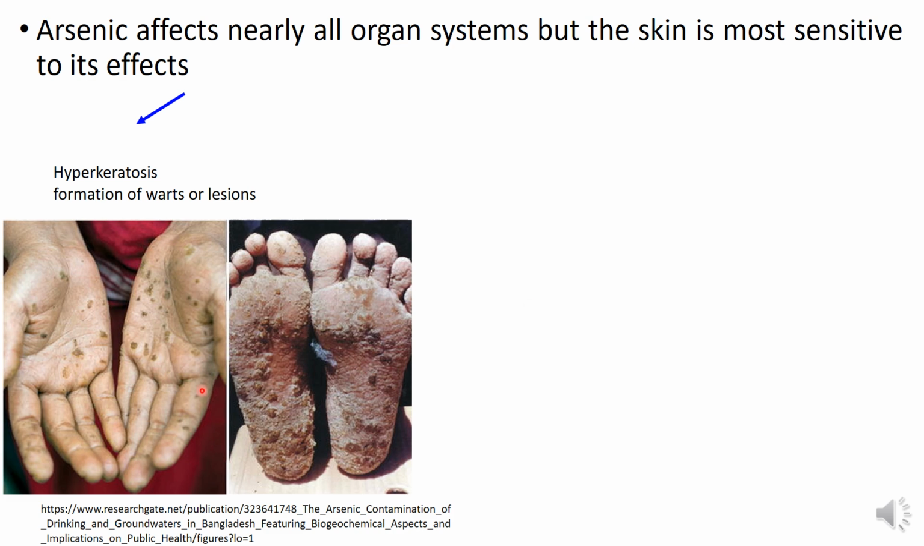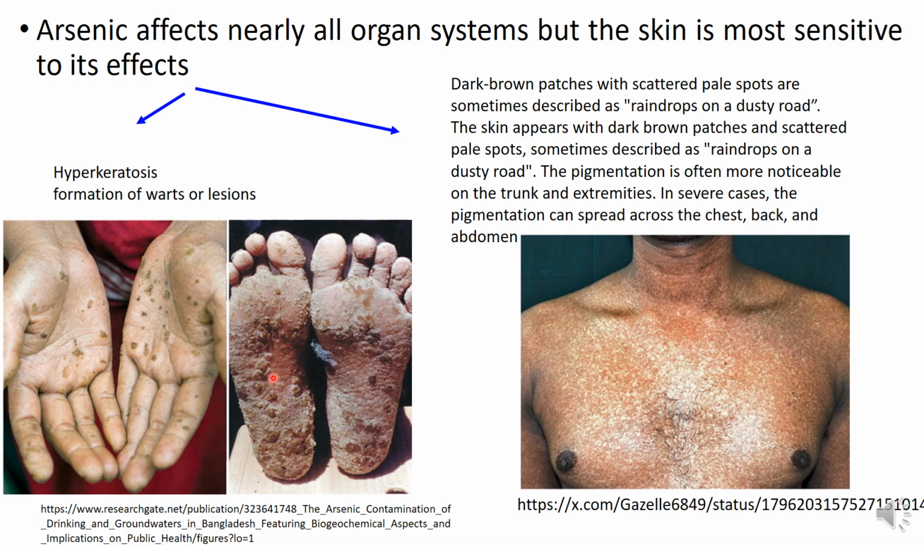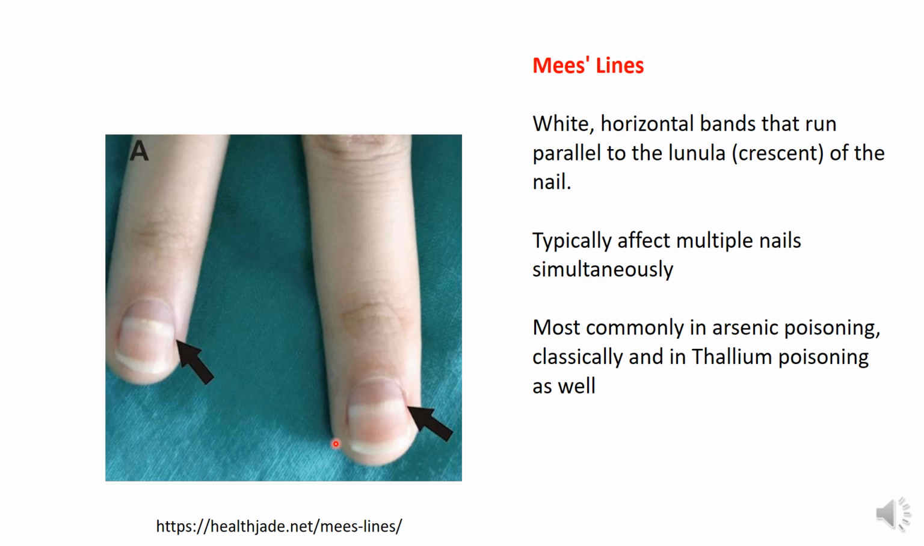So here we can see hyperkeratosis, formation of warts or lesions, as you can see here. Thickening of palms and soles. And also, as the next important finding, we can see dark brown patches with scattered pale spots over the skin. Describing again about Mees lines, as you can see here, those are white horizontal bands that can be seen on more than one nail simultaneously. Those are parallel to the lunula, as you can see here. Most commonly it is seen in arsenic poisoning.